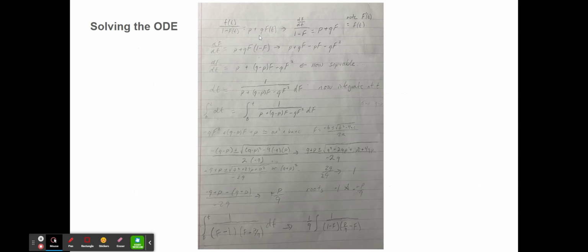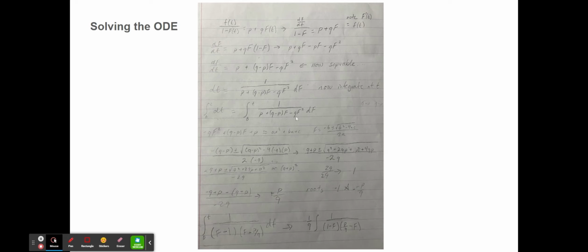And over here, this is basically me solving the ODE. Right here, I end up separating the variables, and then I can integrate.